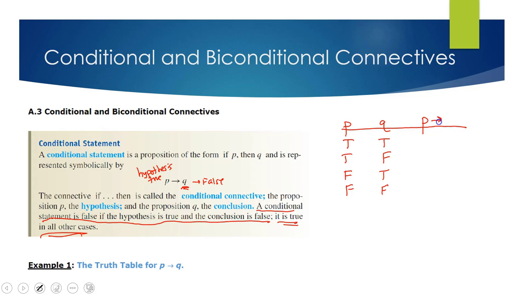P then Q would be, okay, well, here P is true, Q is true, so this is a true statement. Here, P is true, Q is false, this would be false. And then for these other two, since the hypothesis P, the left side of this, is false, it's automatically true. And that would be the truth table for it.